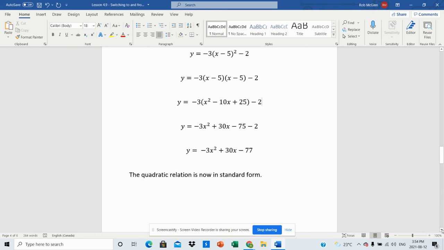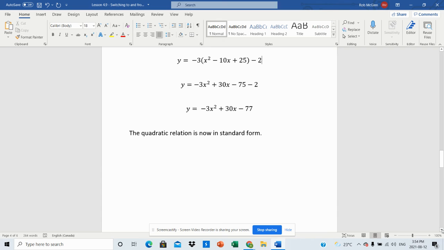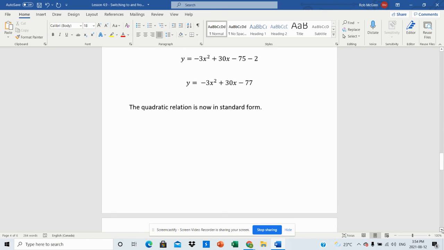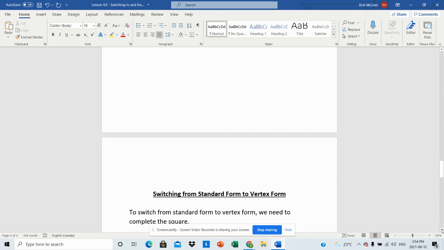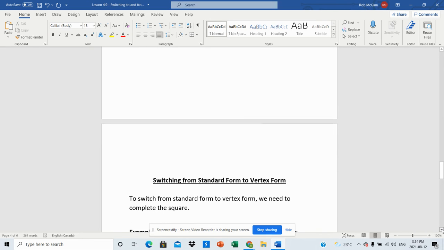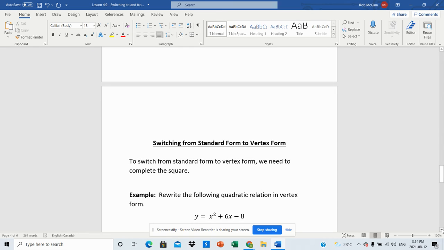All right. So going from vertex form to standard form isn't too bad, just expanding and simplifying using the distributive law. When we want to go from standard form to vertex form, we have to use the completing the square method. To switch from standard form to vertex form, as I said, we needed to complete the square. So we're going to look at an example here.